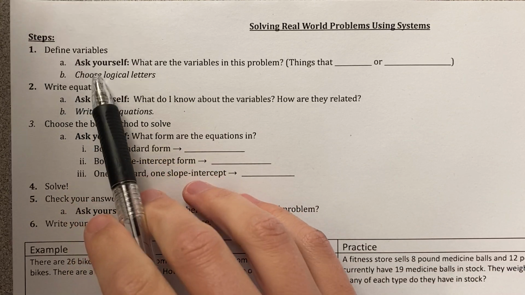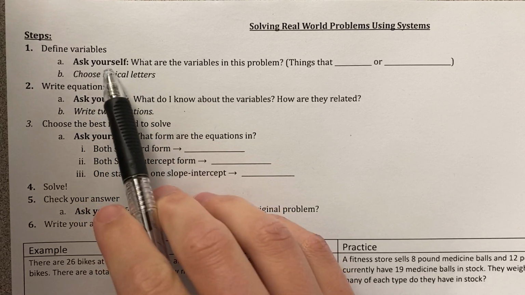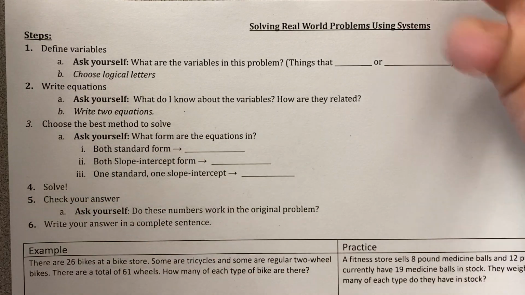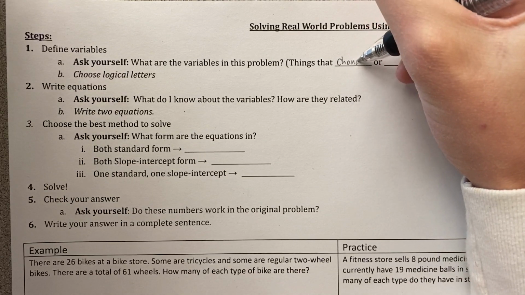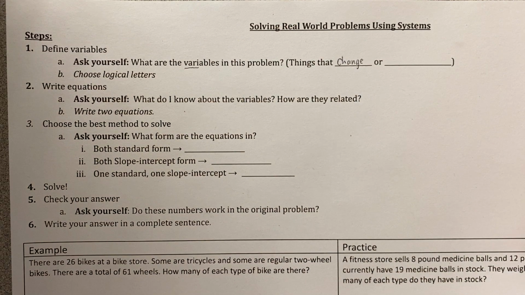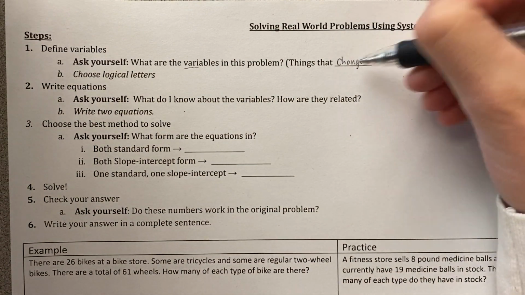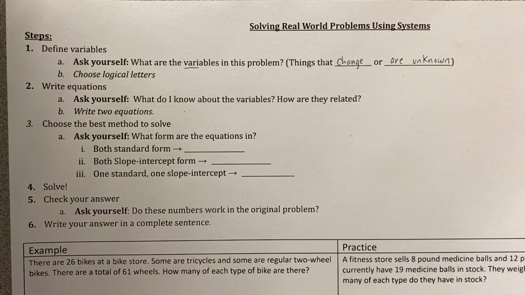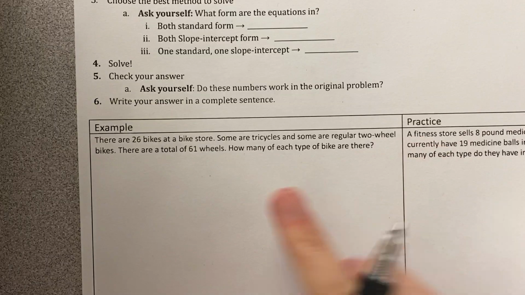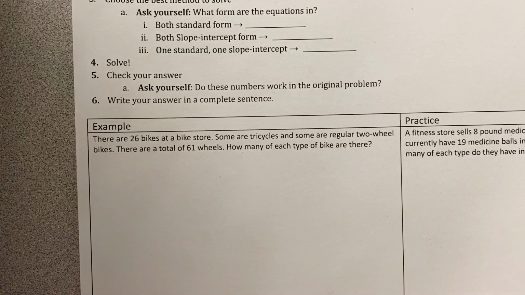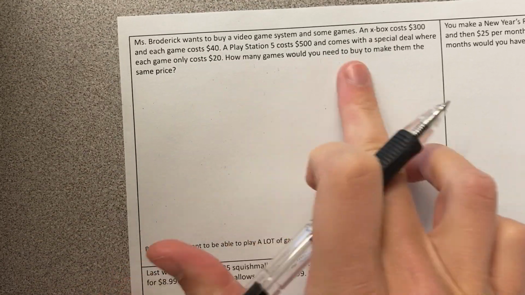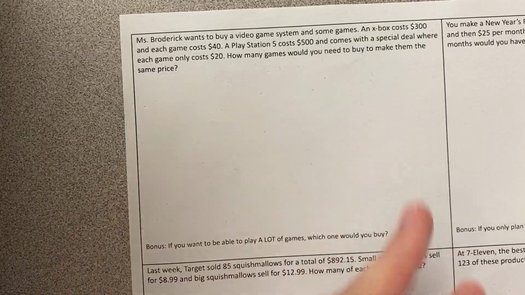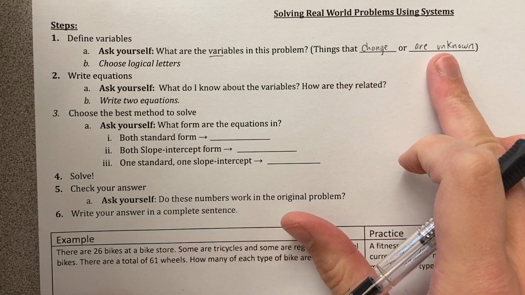That means, what are the two letters in the problem? And here's the thing, it's always going to be things that change. Vary means change. Or sometimes it's things that change or are unknown. So you're either trying to find the value of something that you don't know, like how many bikes are in the bike store. Or sometimes, like in this case, we have a number of games. Well, that number of games can change. If I buy more games, then that number gets bigger, right? So it's either things that change or that are unknown.